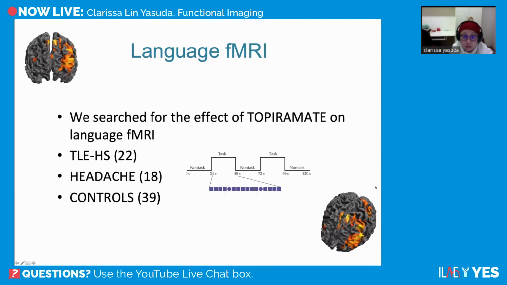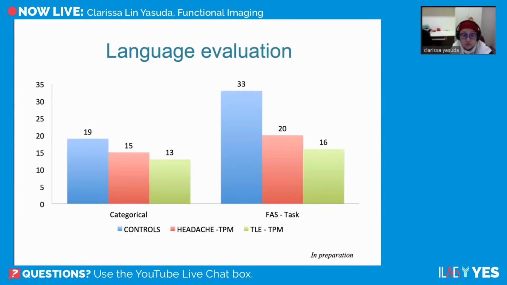And then some people said there's an interaction between the topiramate and the epilepsy, and we cannot disentangle them. So what we did was recruit some patients with headache. They were not having seizures, only headache. They were taking topiramate for treating migraine. And then we had the language evaluation, and to our surprise, those patients taking topiramate also performed very badly, comparable to the patients with TLE.